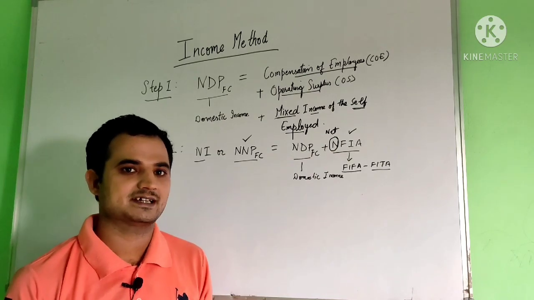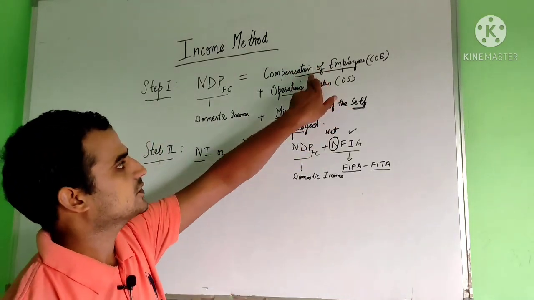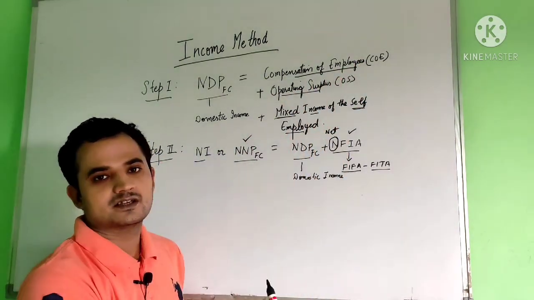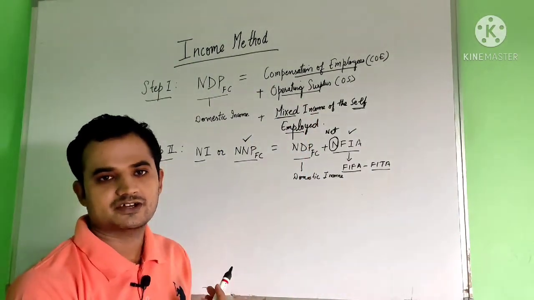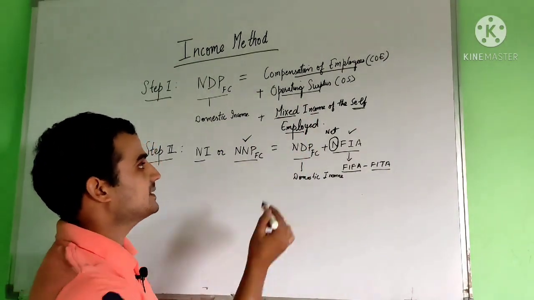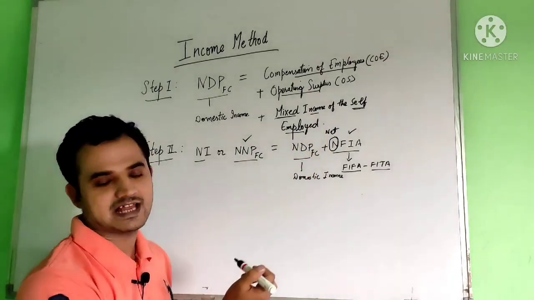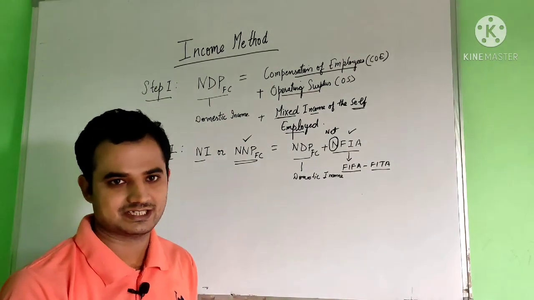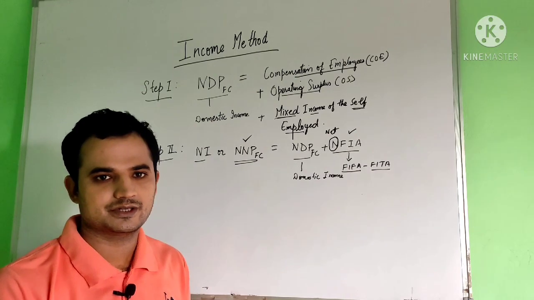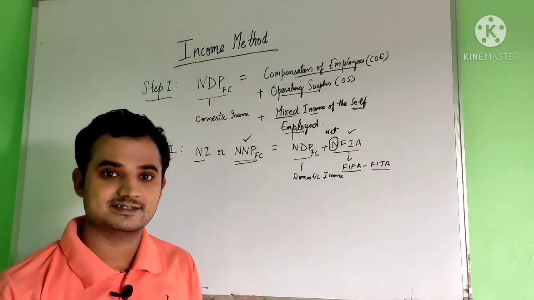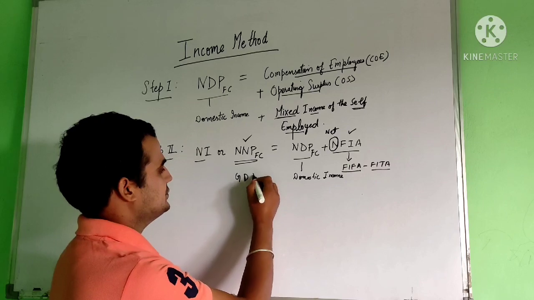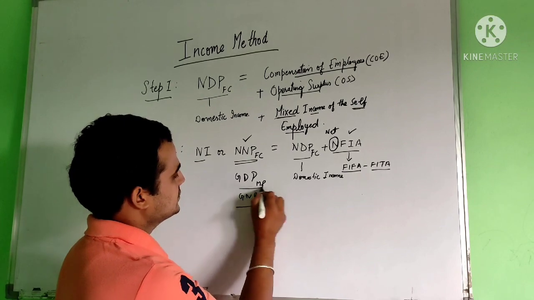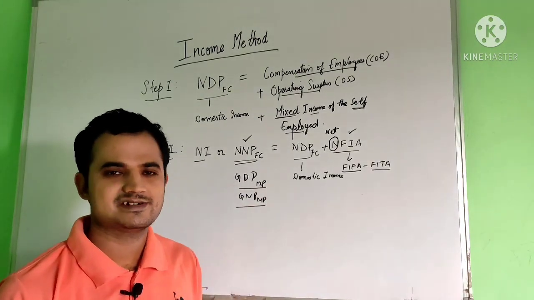We will solve its numericals, and we will see in detail what are the different variables that are included in compensation of employees, what are the different variables included in operating surplus, and what are the different variables included in self-employed, and how we reach at national product at factor cost or national income. There may be different variables that may be asked in exam. Suppose you need to calculate GDP at market price or GNP at market price. So there are different ways through which you can calculate all these variables.